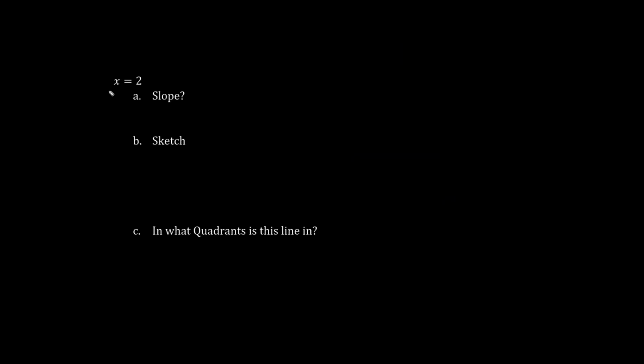What is the slope of the line x equals 2? Let's draw this. 1, 2 to the right of the origin. x equals 2 is a vertical line. So the slope should be rise over run. Let's pick 2 points. We have 2, 0, and we'll pick 2, 2.